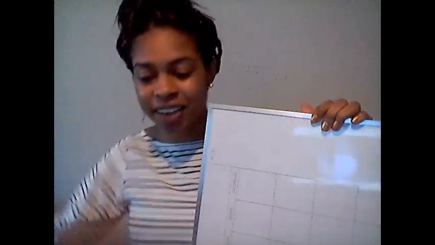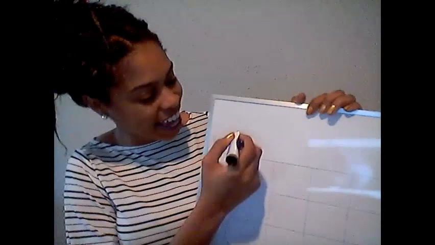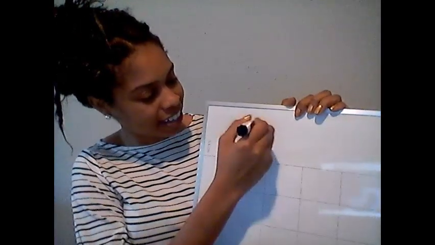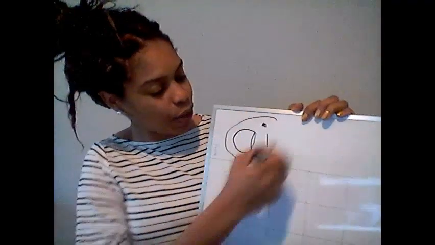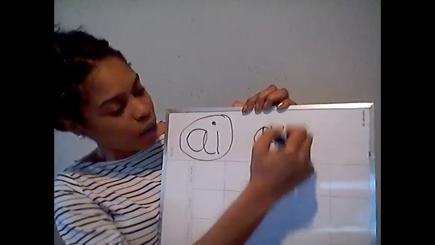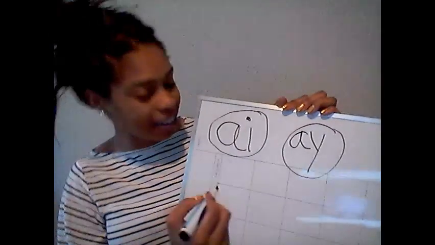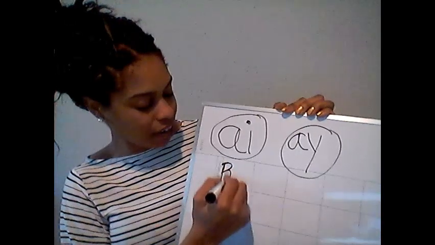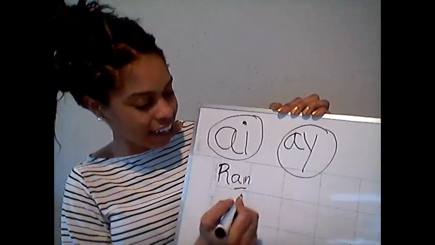Today we are practicing the A sound. Very good. Today, I want to show you that there is another way that we can see and hear the A sound. Let's see if you can help me think of the third way to hear the A sound, because remember, we can see the A sound with the letters A, I, like in rain. We can see the A sound with the letters A, Y, like in the word play. Here, I'll write them here. Rain, play.